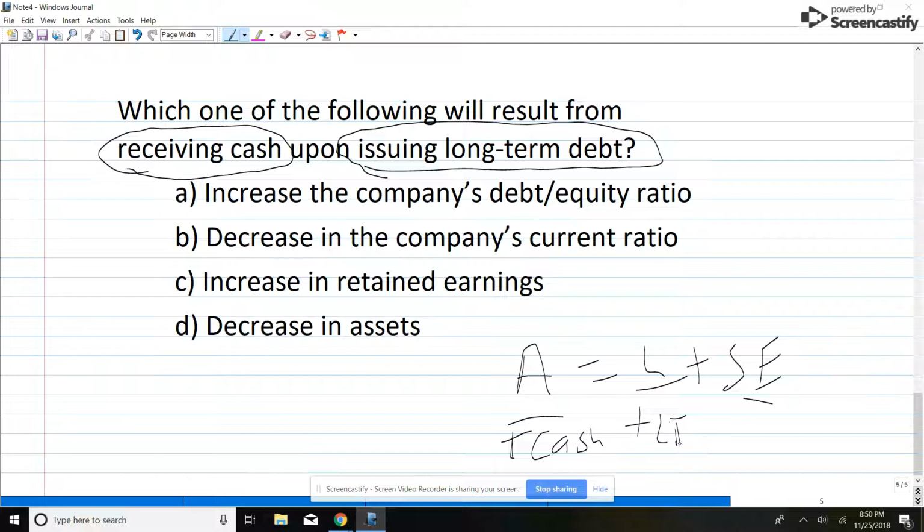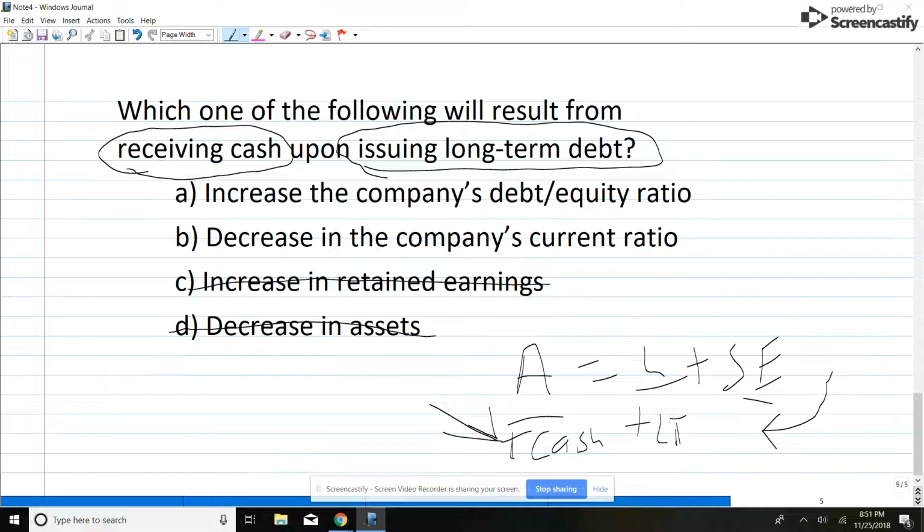So let's look at D, decrease in assets. Looking at our T-chart or our accounting equation, that's obviously not right. So let's cross off D. Increase in retained earnings. Well, remember, retained earnings is part of shareholders' equity. Nothing's happening to shareholders' equity, so that isn't correct.